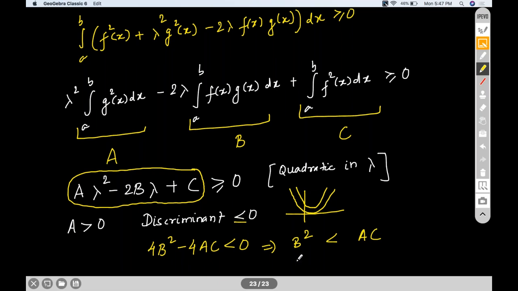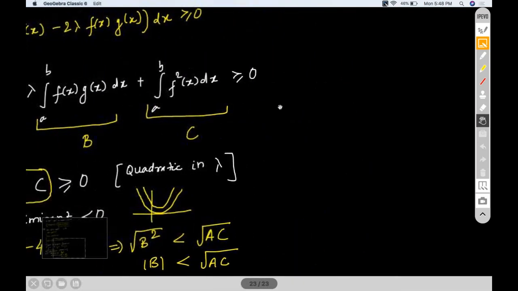Correct? Yes or no? If I take the under root on both the sides, can I say mod b will be less than mod ac? You don't have to take a mod here because under root is always positive. So mod b is under root of ac. Correct? What is mod b then?